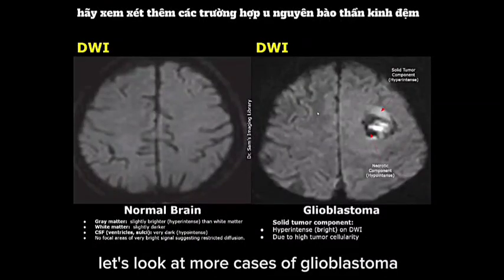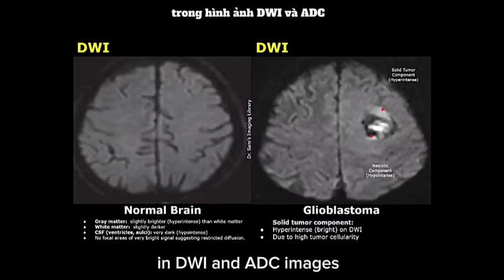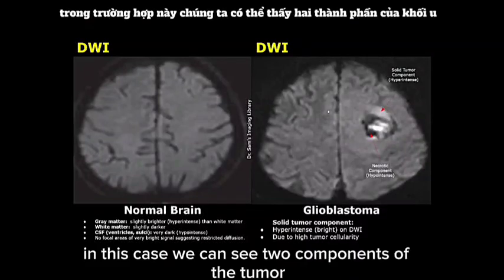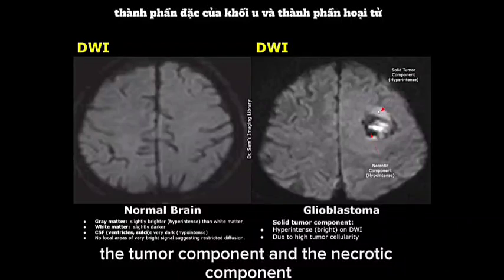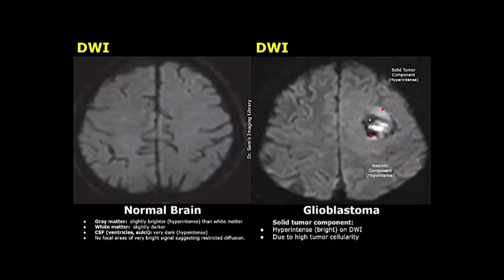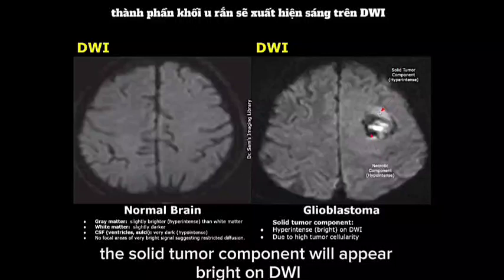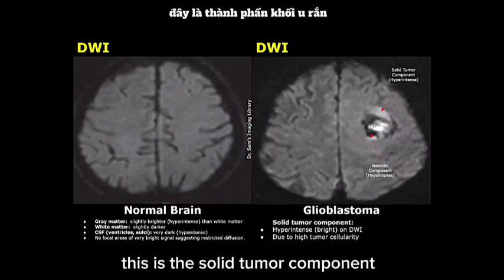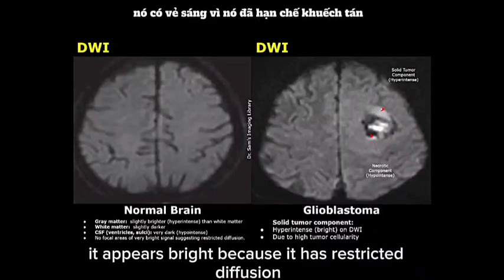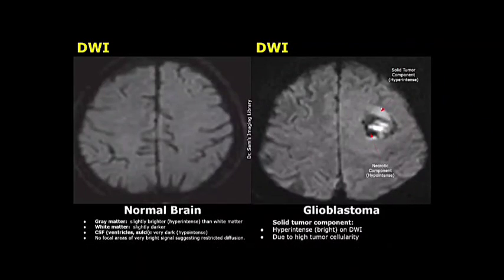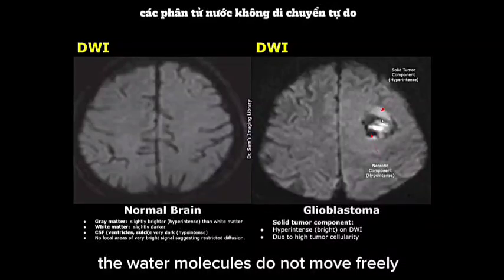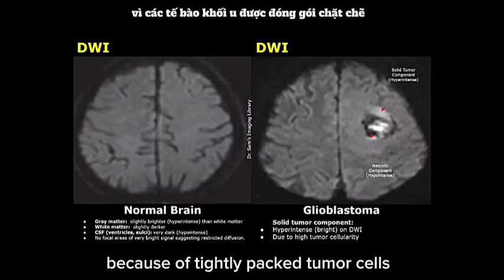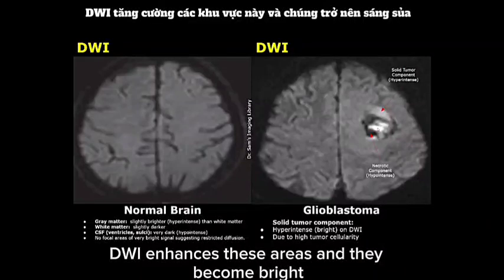Let's look at more cases of glioblastoma in DWI and ADC images. In this case, we can see two components of the tumor: the solid tumor component and the necrotic component. The solid tumor component will appear bright on DWI. This is the solid tumor component. It appears bright because it has restricted diffusion. The water molecules do not move freely because of tightly packed tumor cells. DWI enhances these areas and they become bright.